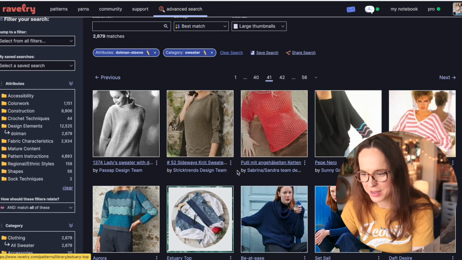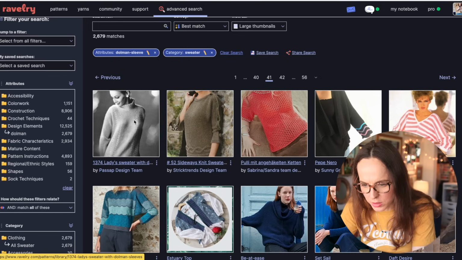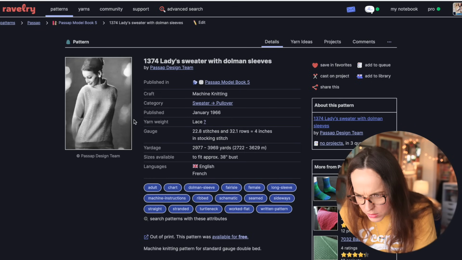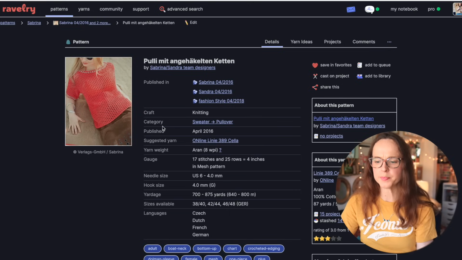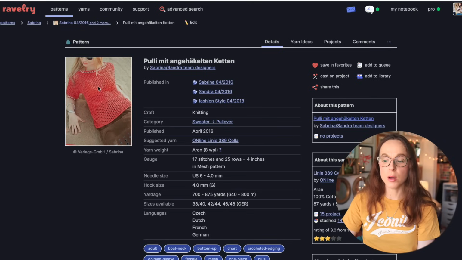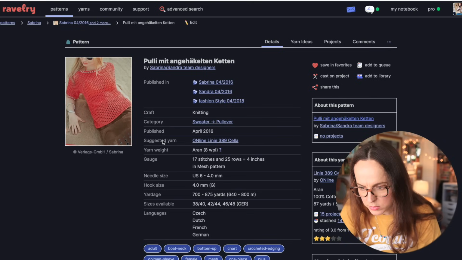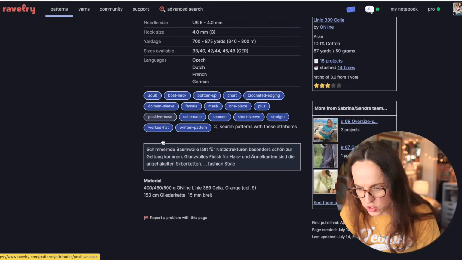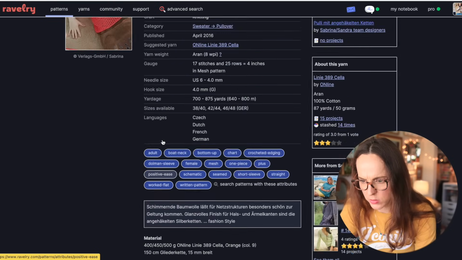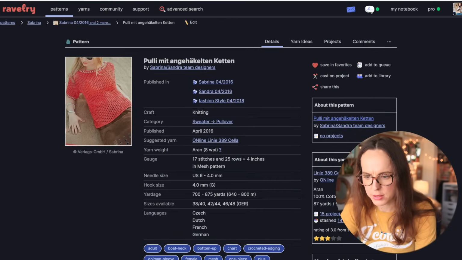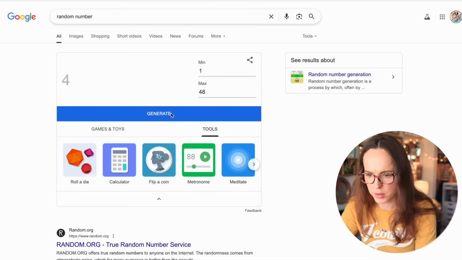All right, number 3. Here we are, number 3. This is really cute. Huh, that's really cute. Okay, I think this is written in Czech. It is not available to download, so I'm just going to do this again, picking another random number.